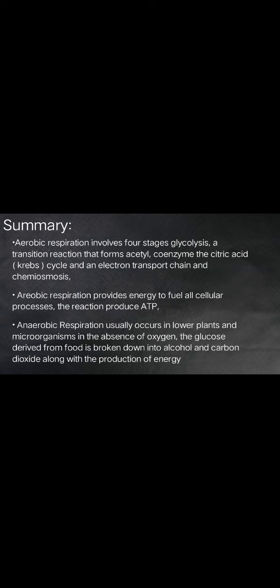Aerobic respiration involves four stages: glycolysis, a transition reaction that forms acetyl coenzyme A, the citric acid or Krebs cycle, and an electron transport chain and chemiosmosis. Aerobic respiration provides energy to fuel all cellular processes. The reactions produce ATP, which is then used to power the life-sustaining functions, including growth, repair and maintenance.